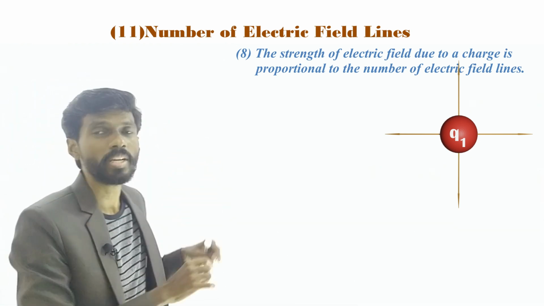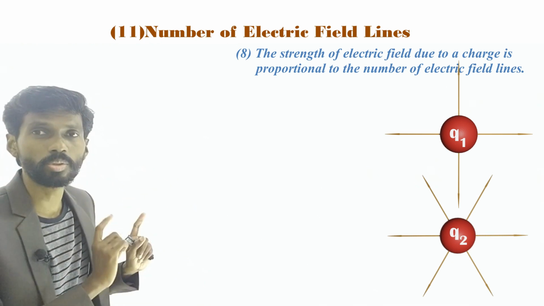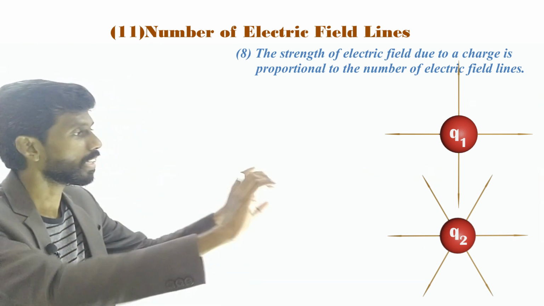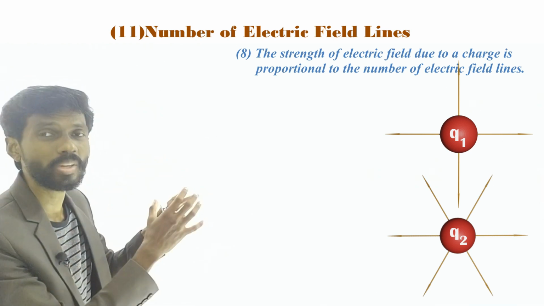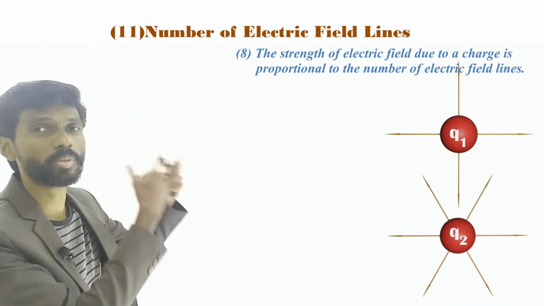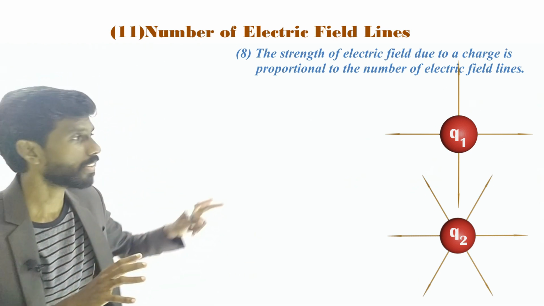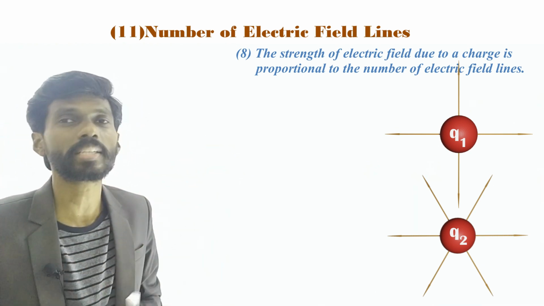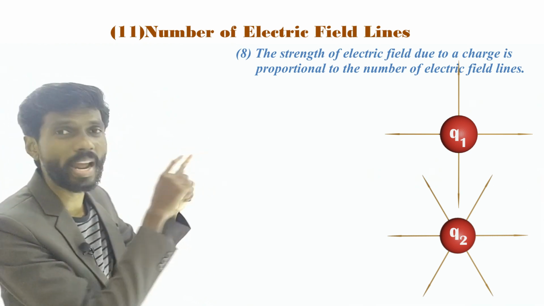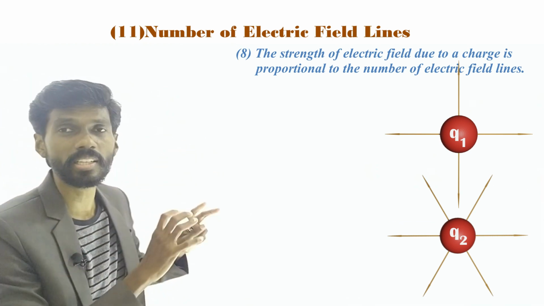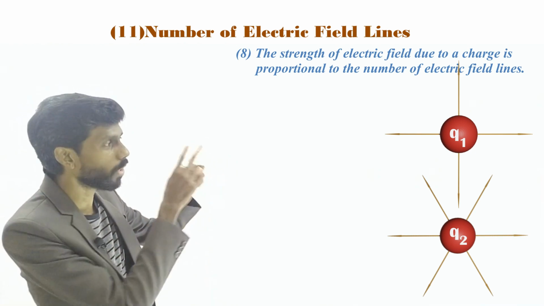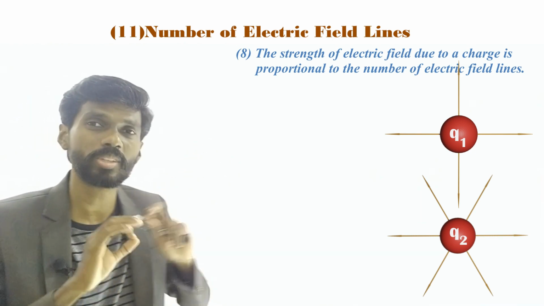So 4 lines here. For example, if you take another charge Q2 which has 6 electric field lines, that means we come to understand that the electric field due to the charge Q2 is stronger than the electric field due to the charge Q1, because it has 6 lines, while Q1 has only 4 lines. So the number of lines will give you an idea of the strength of the electric field. It is not necessarily 4 and 6. If it is 40 and 60, that will give you the same meaning. Do you understand? Only the ratio matters. So 4:6 or 40:60, they are the same.